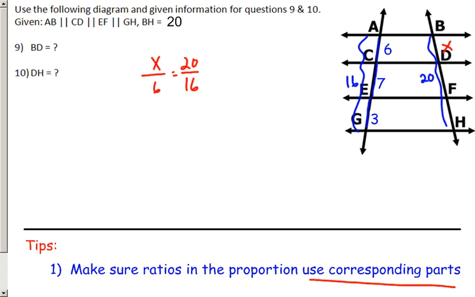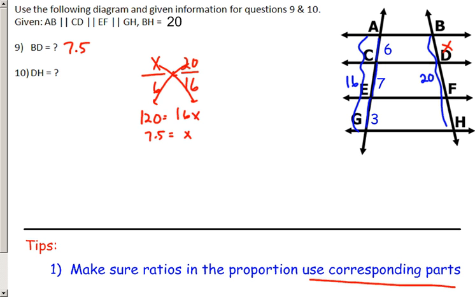If you want to reduce 20 over 16 to a smaller fraction, you may do that. I'm just going to cross multiply, and that's going to give me the same answer. So 6 times 20 is 120. 16 times x is 16x. 120 divided by 16 gives me 7.5. So that's the answer for BD.